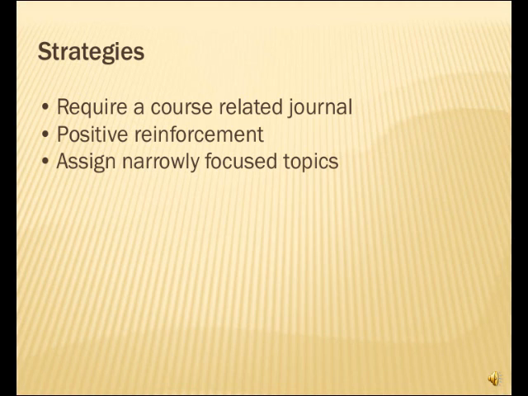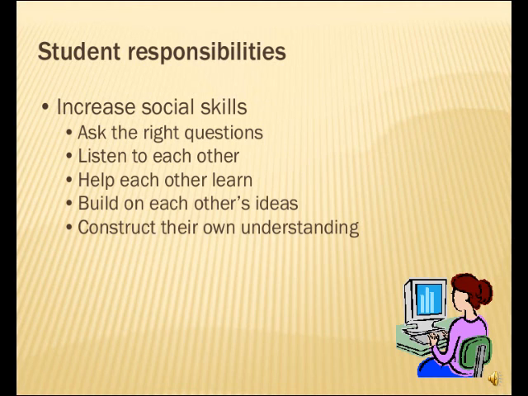Now the student has responsibilities too. And one thing before the student can really think critically, they have to ensure that they have some social skills that have been birthed or have been grown. And this is according to Osborne also. He said that students should increase their social skills by asking the right questions and be willing to listen to each other, help each other to learn, build on each other's ideas, and they should construct their own understanding.